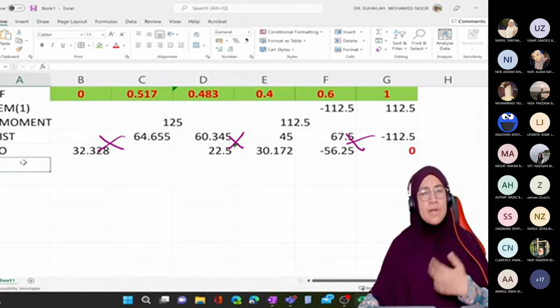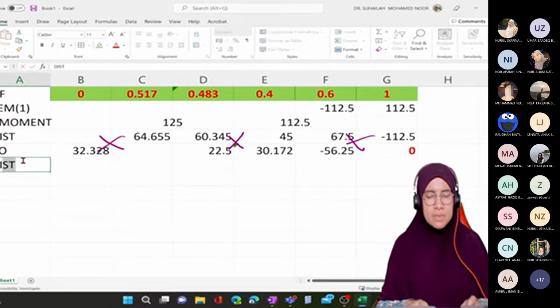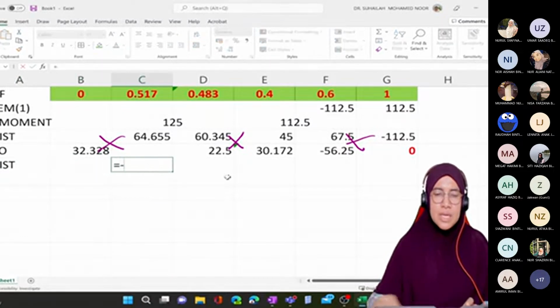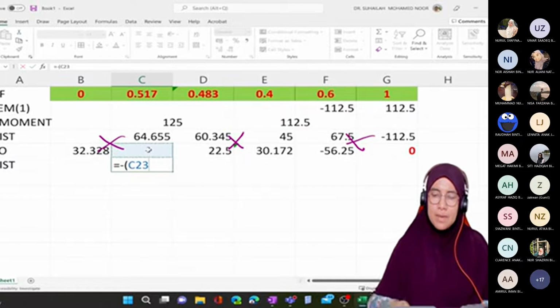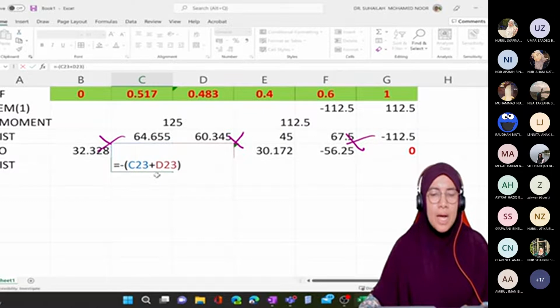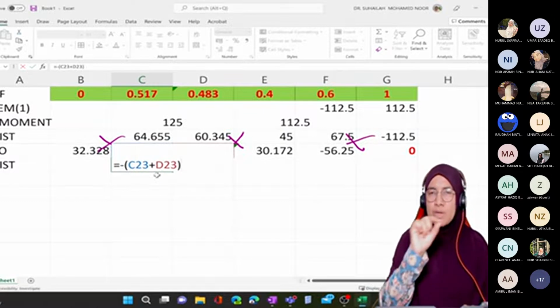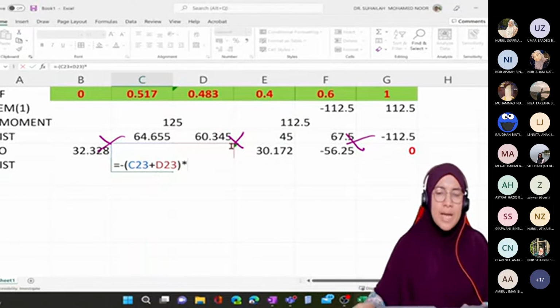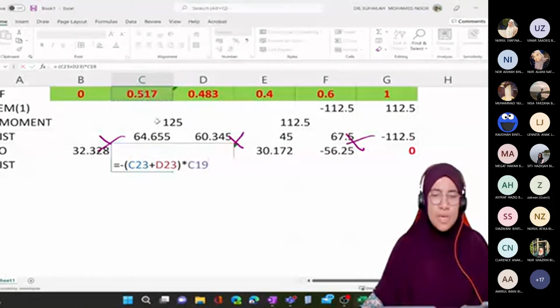Okay, then repeat the process. Distribution. Repeat the process. So it is negative. Okay, this one plus total moment. I put negative because I don't want to repeat joint moment at one row. Okay, this one times the factor 0.517.